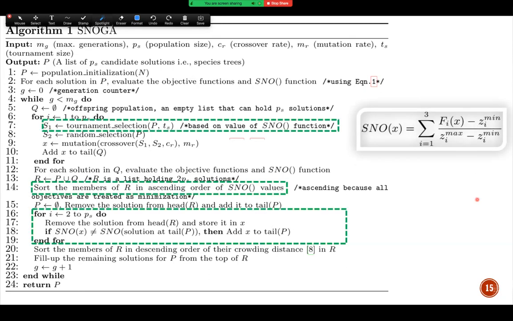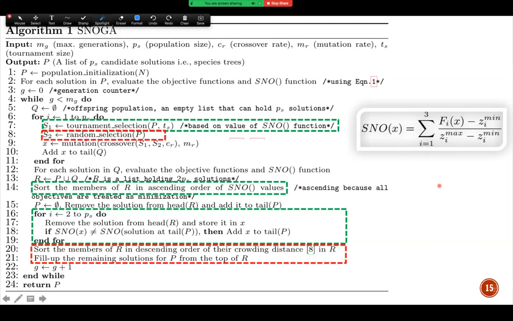In short, instead of the non-dominated sorting, we use sorting based on SNO, which stands for summation of normalized objectives, to pick solutions for the next iteration. This is our SNO function, where we normalize each objective using the maximum and minimum values observed so far, and then add them together. We use tournament selection based on SNO value to intensify the effect of the SNO function.